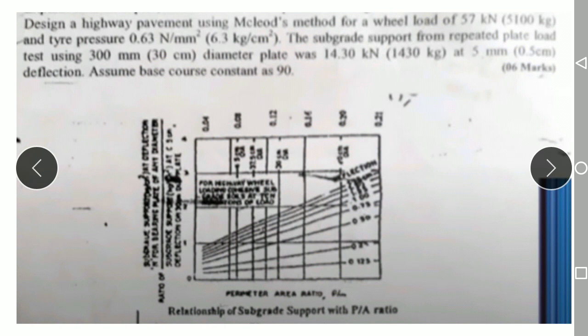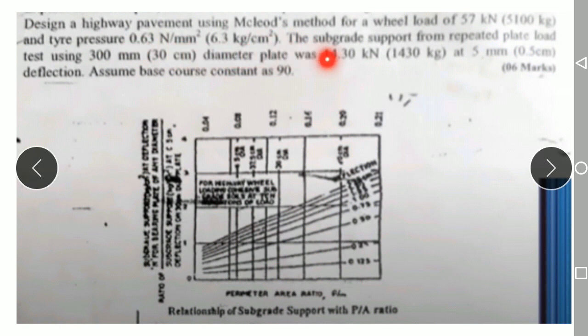Just go through this problem. So what have they given in this problem? This is a question paper problem. Just concentrate on it. Design a highway pavement using the McLeod method for a wheel load. It is given in two units. You just refer to any one of the units, either kg or kilonewton. So I will refer to kg here. That is 5100 kg is given, and the tire pressure is given.